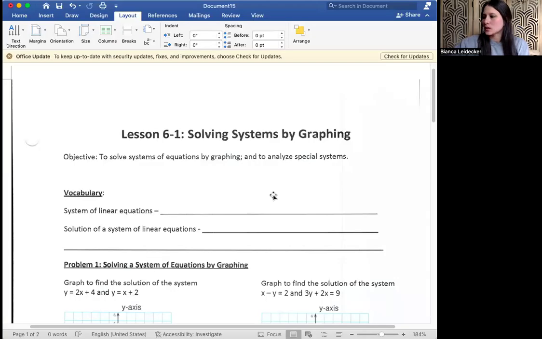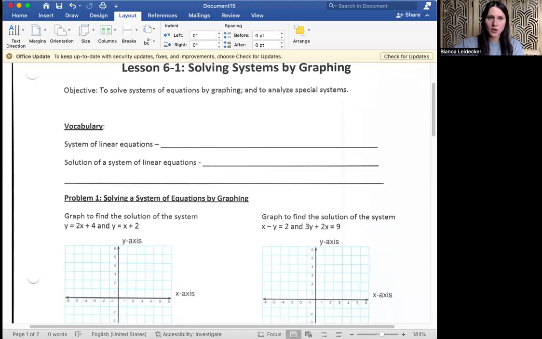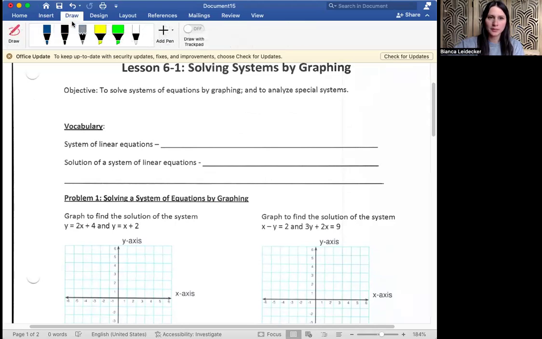In today's lesson, we're going to be taking a look at solving multiple linear equations and seeing the relationship of more than one linear equation and how they relate to each other. So that's basically the title of our lesson, called Solving Systems by Graphing. So let's just review a little bit of basic terminology here.